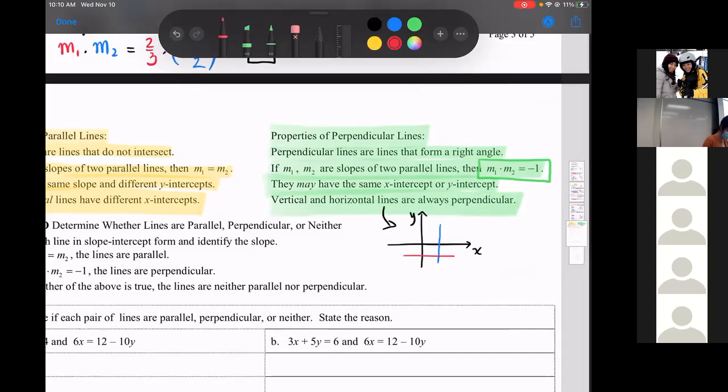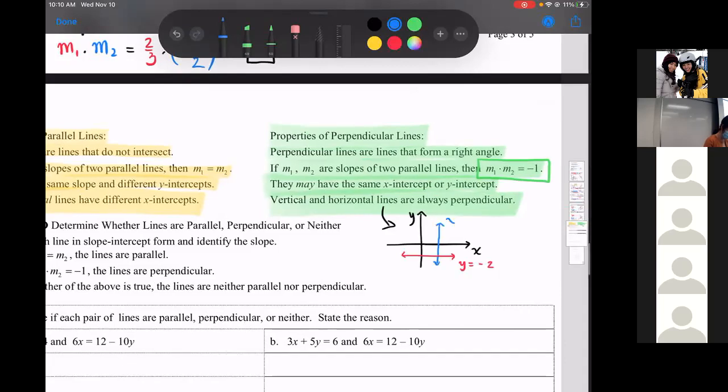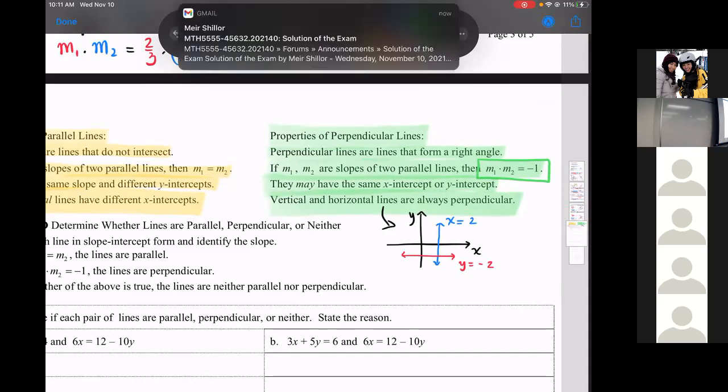If I have y equals -2 here, and over here I have x equals positive 2, then x equals 2 is your vertical graph and y equals -2 is your horizontal graph. They always form a right angle. That's what the last sentence said.